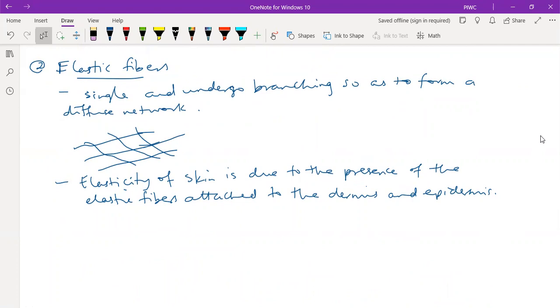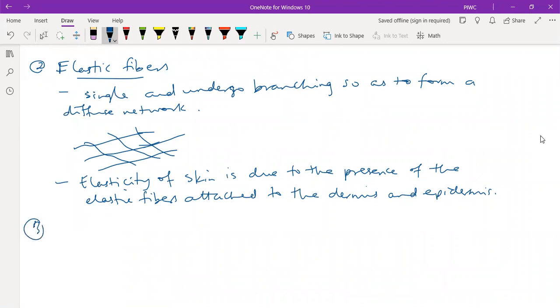So if it's in a young person, if you take a fold of the skin, when released, it snaps back into position almost at once. But in older people, it subsides much more slowly because older people have fewer elastic fibers in their skin compared to the young ones.